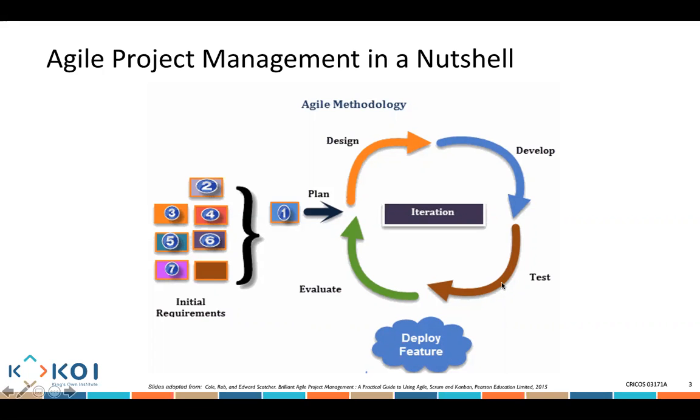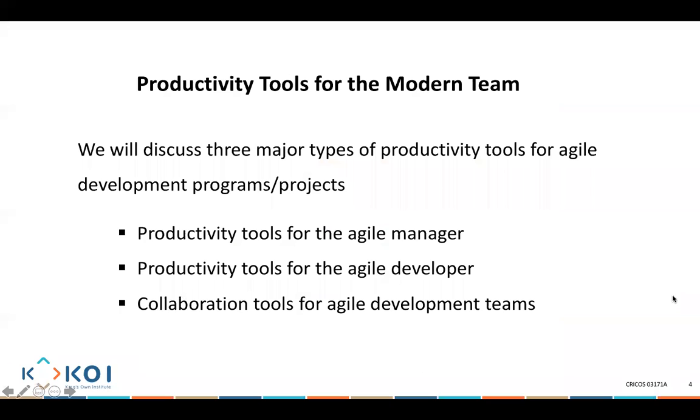Now today we're going to drill into a bit more detail. We're going to talk about a number of more aspects. We're going to talk about how you develop various things in practice, and we'll explain them so that you guys will be able to apply them down the track. So we will discuss three major types of productivity tools for Agile development programs.